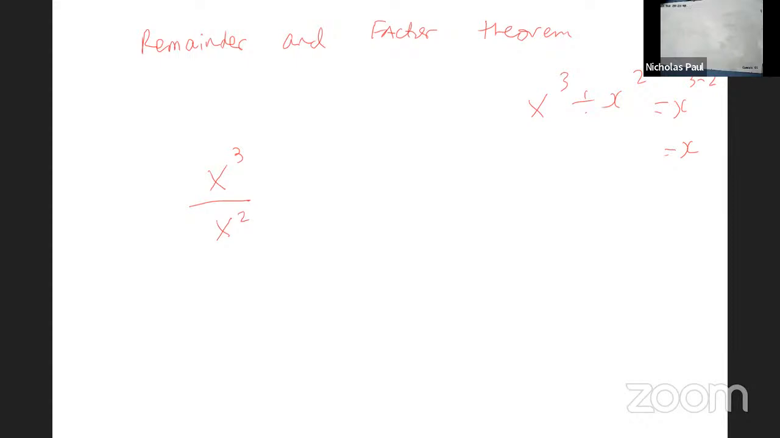So tell me, what is 2x to the 4th divided by x squared? What's the answer? So remember, same base, when you divide, you subtract powers, right? What's the answer here?